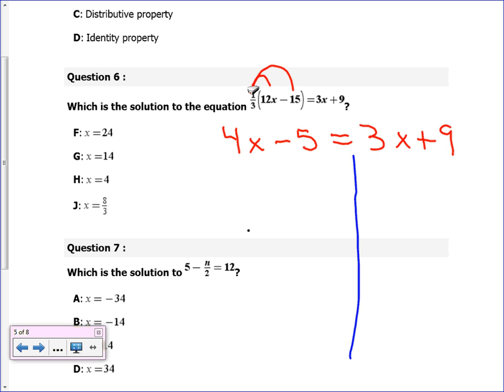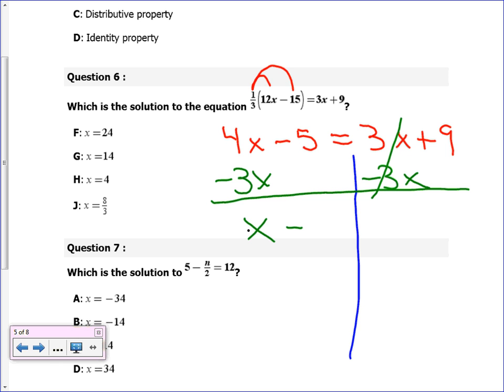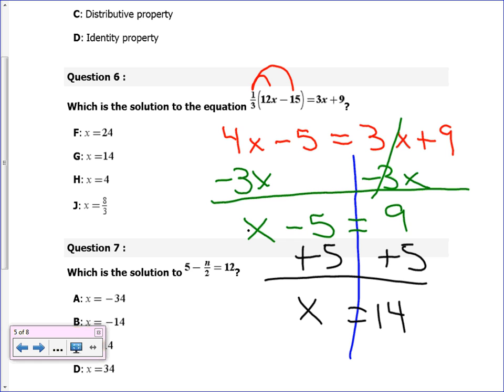Remember what your goal is for solving. You're trying to get the variables on one side and the number on the other side. So we're going to minus 3x on both sides. And you're left with 4x minus 3x is x. Bring down your minus 5 and your plus 9. And now we're going to add 5 to both sides. So we get that x is equal to 14, so your answer for number 6 is choice G.